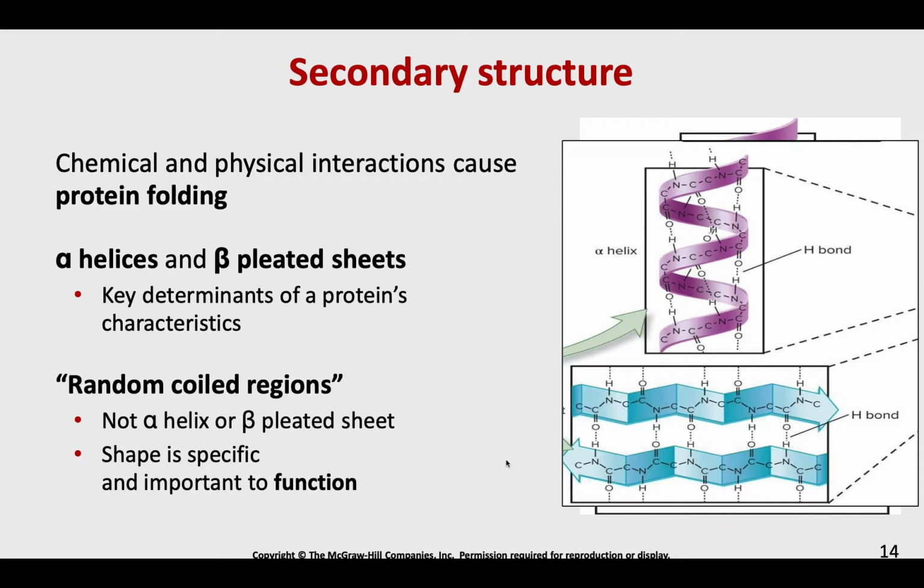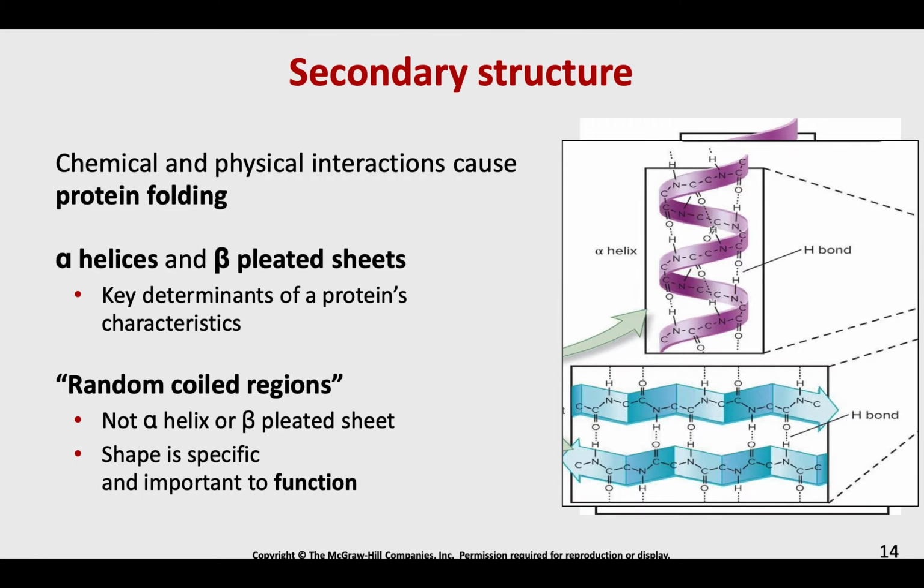Besides these very structured sections, we also have these random coiled regions. They seemingly have no pattern to them. They look very random. They're anything but random, however. However they have decided to fold up, that is directly going to relate to its function. We just call them random because they're not nice and neat like these alpha helices and beta pleated sheets. That makes sense in the secondary structure.